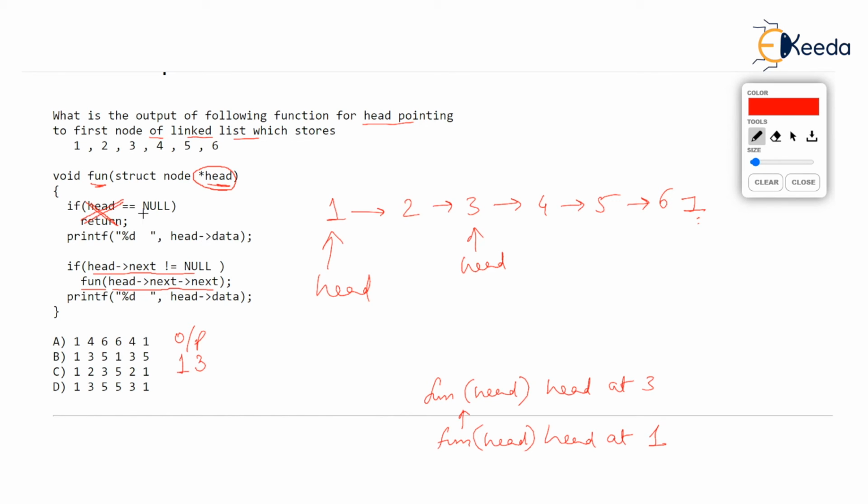Now we are checking if head arrow next is not equal to null. Now you watch head arrow next, check the cursor. Head arrow next means next of 3. Next of 3 is not null, true condition, isn't it? So fun is called recursively again. Fun will be called recursively with head arrow next, arrow next. So what we are really passing is head arrow next arrow next.